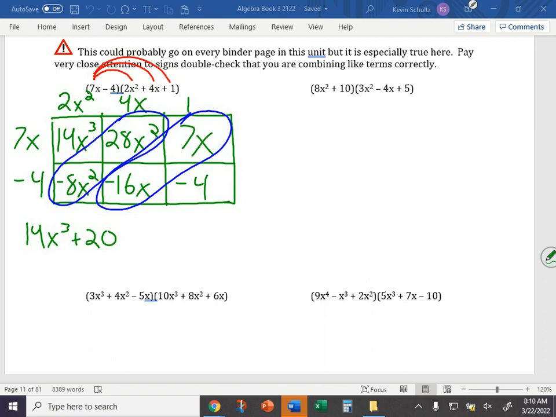28 minus 8. My exponent does not change now because I'm adding and subtracting, right? I've switched operations, so the rules change slightly also. The exponents change when you multiply, but not when you add or subtract. How many x's? 9. Negative 16 plus 7. And then my constant of -4. And that is my answer.